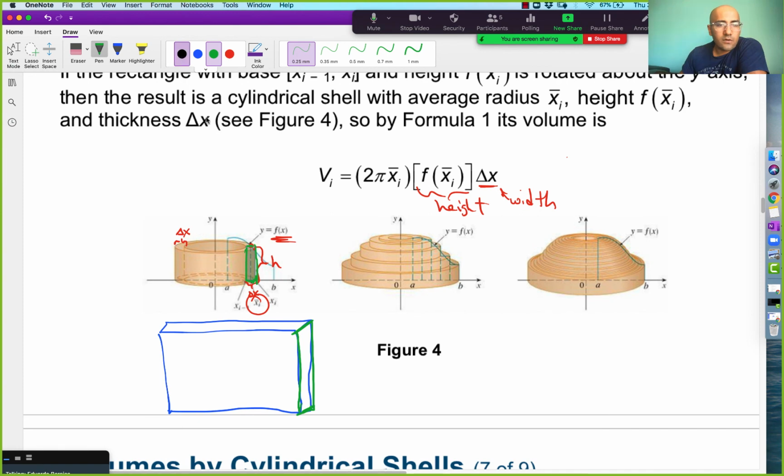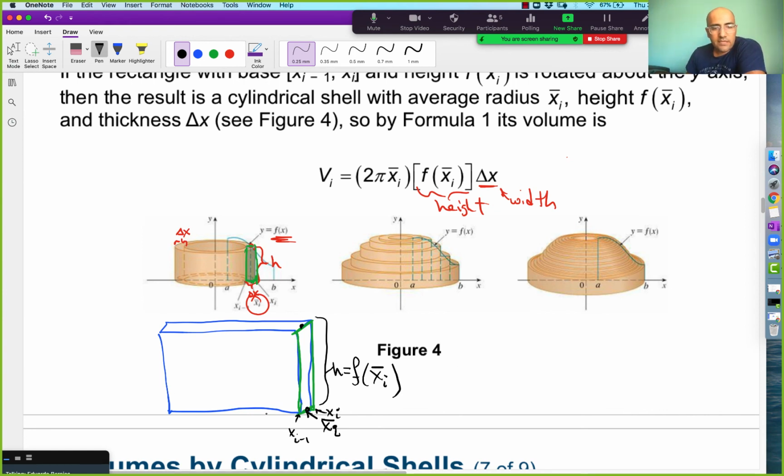So if I sliced it across the x-axis, then in the center there would be x sub i bar, a point right there. And then this would be x sub i minus 1, and this would be the x sub i value. The height goes all the way up to, well, we're going to approximate it up to the center. So we're going to say that the height equals f of x sub i bar.